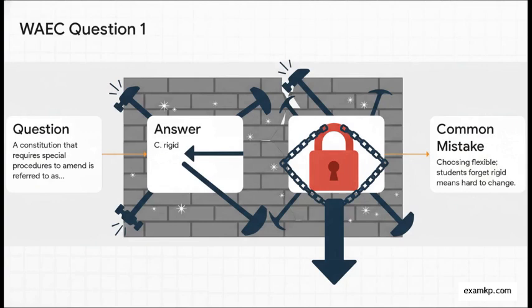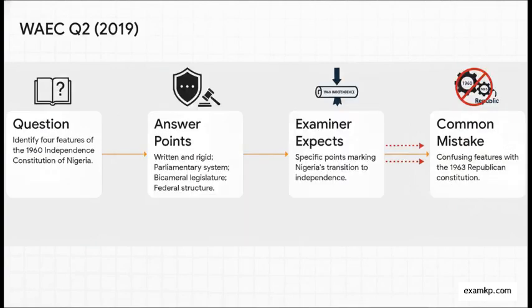Okay, now for a structured question from WAEC 2019. For a question like this, you can't just waffle. The examiner wants sharp, specific points. The 1960 Constitution gave us independence with a British-style parliamentary system, a two-house legislature, and a federal structure. Now, here's the trap. A lot of students mix these features up with the 1963 Constitution, which is when Nigeria became a republic. You have to be precise with your dates.